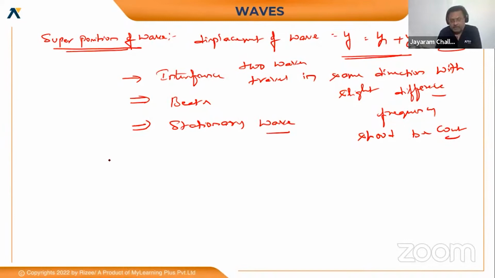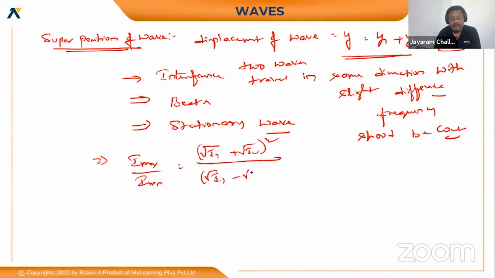In the interference formulas, what we mainly use are the intensity formulas. That is, I maximum by I minimum is equal to (root I1 plus root I2) whole square by (root I1 minus root I2) whole square. You need to solve these types of questions, or it is also equal to your amplitudes, (A1 plus A2) whole square by (A1 minus A2) whole square. So you can replace one in place of the other, depending upon the values they provide in the question. Okay.